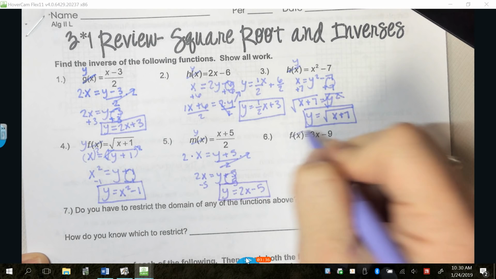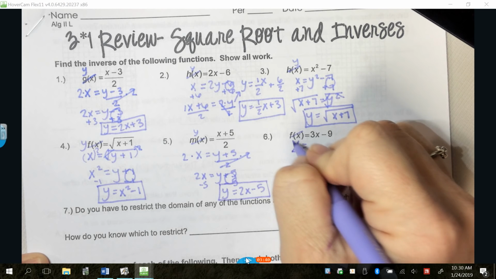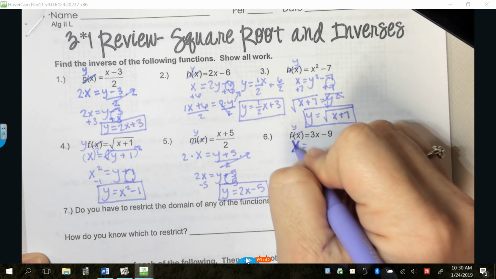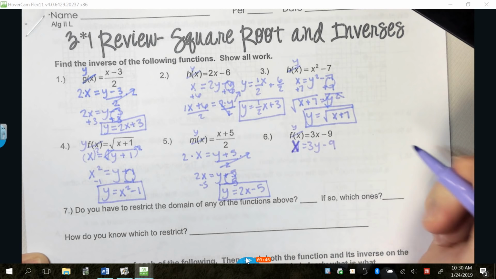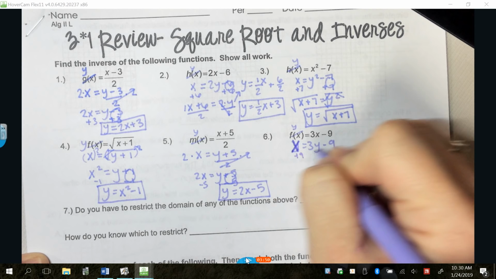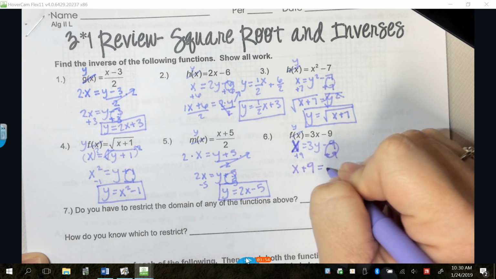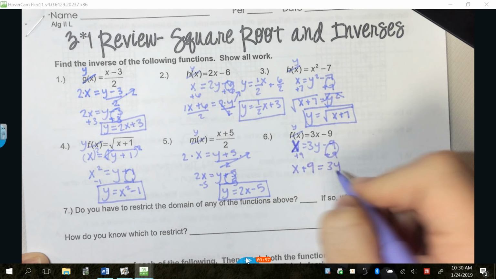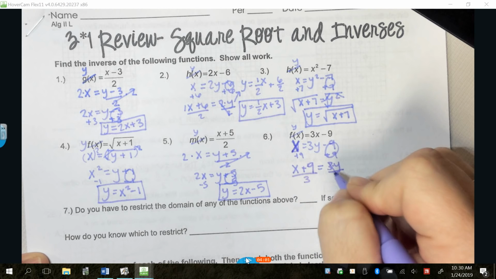Last but not least, for these, y equals, remember this is y, so x equals 3y minus 9. I don't know why I said 6, sorry. So I'm going to add 9 to both sides. This cancels, and I get x plus 9 equals 3y. So I have to get rid of that 3. They're touching, which means multiply, so divide. Now, 9 divided by 3 simplifies.